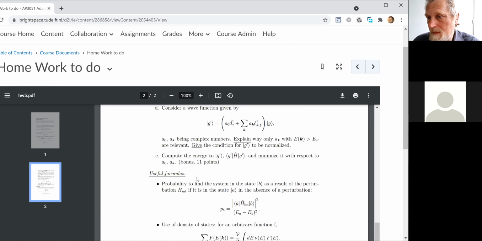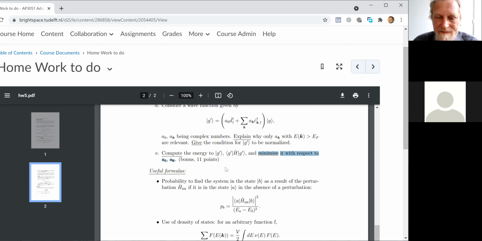As to the bonus point, one needs to utilize this function as a probe function. So, as we did, for instance, for a magnet, for a big magnet, not a single magnetic impurity, we just compute the energy corresponding to this function and minimize it with respect to all the A's. That will do it.